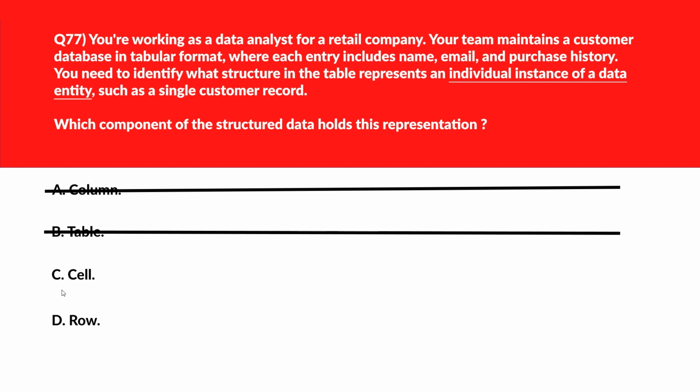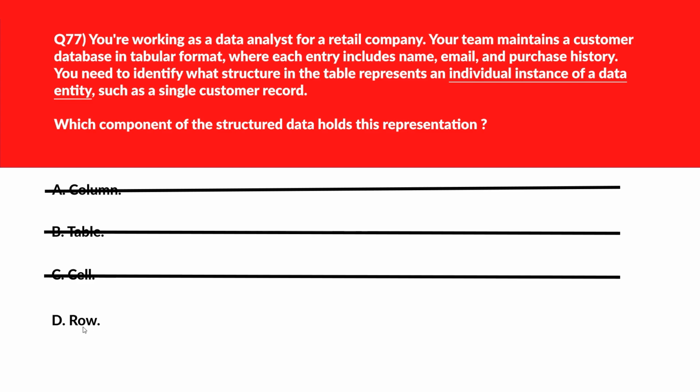We'll move to C. C says cell. A cell holds one value, not a full entity representation. We'll delete this. Now let's move to option D. This is row. A row represents one complete instance of a data entity, such as customer or transaction. That being said, row is the right answer.